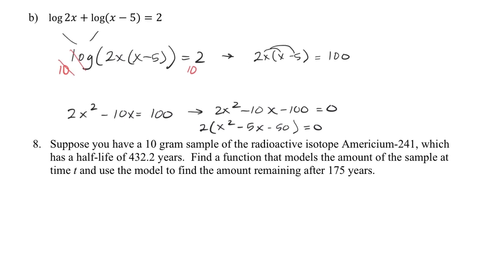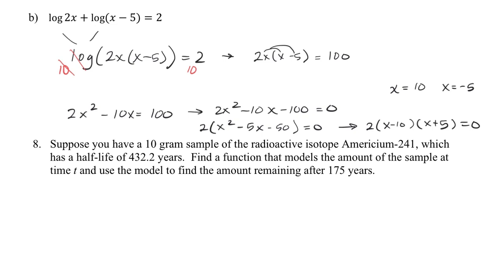And then that factors into x minus 10 and x plus 5. So then two potential solutions we get out of that are x equals 10 and x equals negative 5.